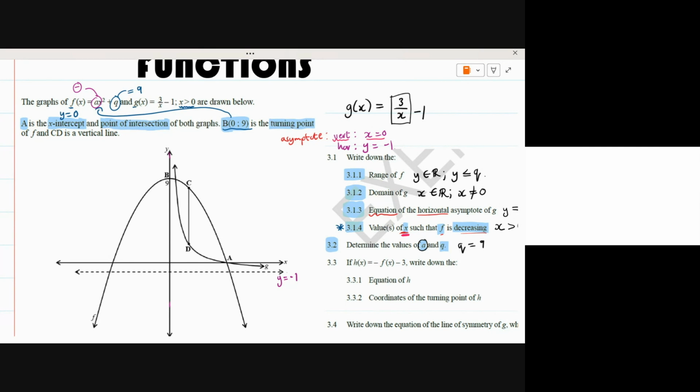One of my x-intercepts is that one. Where's the other one? At which point, guys? At A. Good. It's at A. So we need to figure out the point A. How are we going to find the point A? Let's go back to the information and read what it said. In the information, it said to us, A is the x-intercept and the point of intersection of both graphs, right?